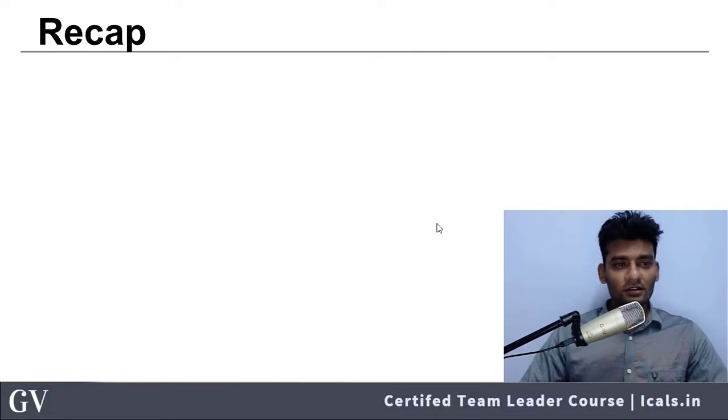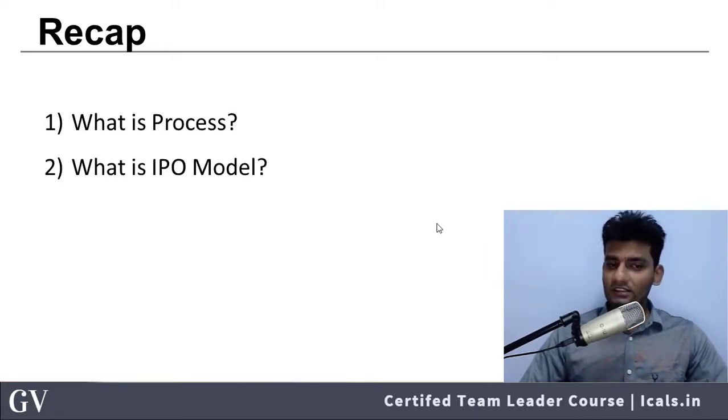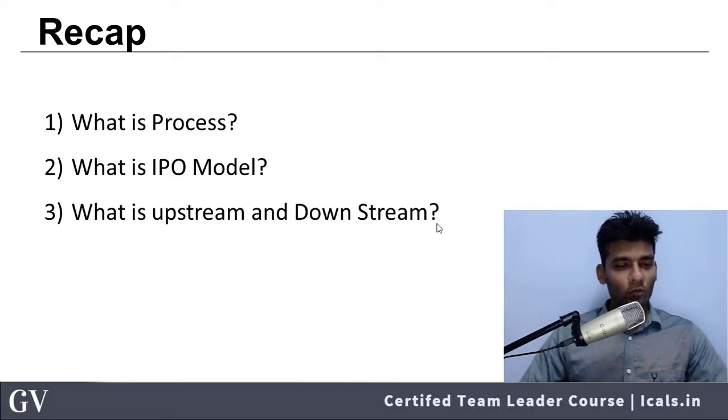Let's take a quick recap. What is a process? Process is a step-by-step activity which is performed to achieve a desired goal. What is an IPO model? Stands for input, process, output. And what is an upstream and what is a downstream? So upstream is the first step of your process, meaning the entire end-to-end process. Your downstream is the last process which actually gives the entire output to the client.